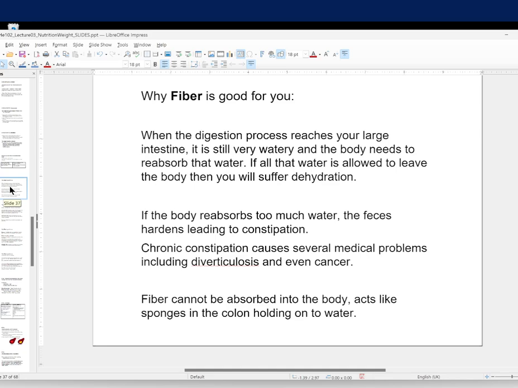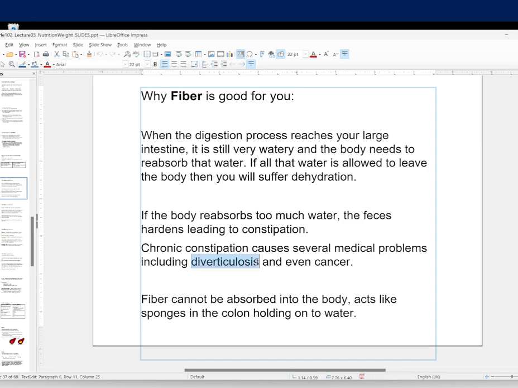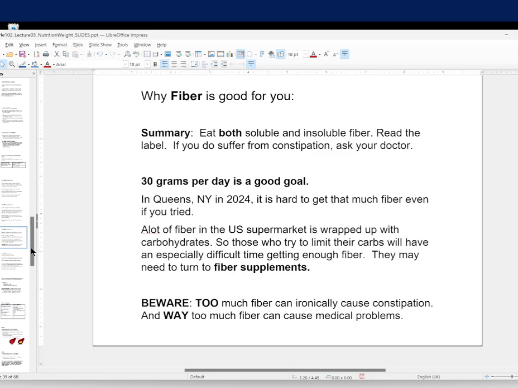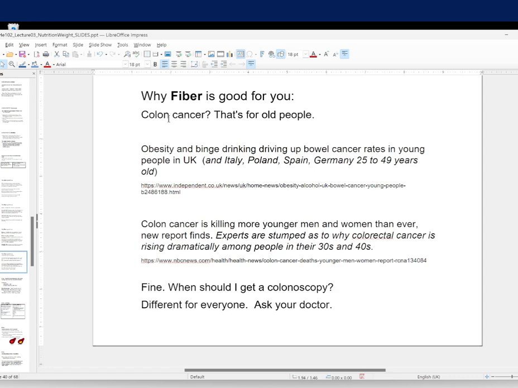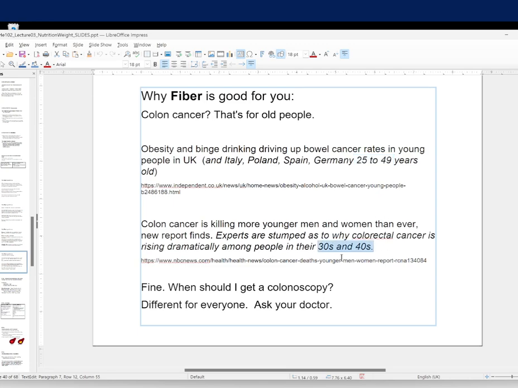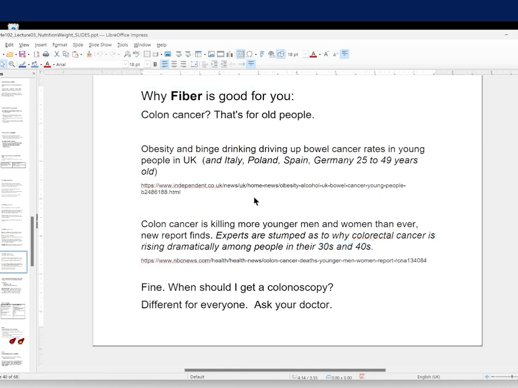You should eat fiber. Fiber helps reduce constipation. And if you say constipation, that's for old people. I'm too young to think about diverticulitis or cancer. Oh yeah? Well, I'm telling you that people in their 20s and people in their 30s are having increasing rates of colon cancer. What's causing this? Everybody has their pet theories. These are recent news articles, so definitive research has not been completed yet, but it's happening.